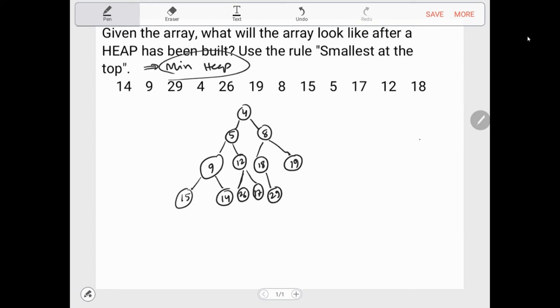And now to get the array, we basically go from left to right. So you have 4, 5 and 8, 9, 12, 18, 19, 15, 14, 26, 17, 29. So this is the array after the heap has been built.